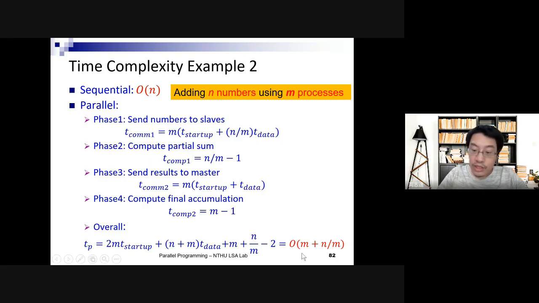What's interesting here is that for m, if it increases, this part will increase the complexity, but for this part, m will reduce the complexity. This reflects the nature of a parallel program. When you have more processors or larger parallelism, the computation time usually benefits from it, like this part. But for the communication time, it's the other way. So it's always a balance between the two, and that's why it's not that trivial.